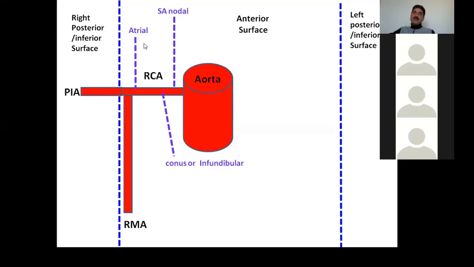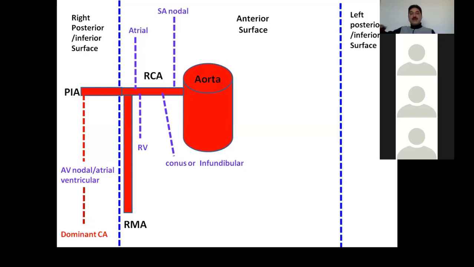Then we have atrial branches. Towards the atria, small branches are given; we call them atrial branches. Towards the right ventricle, small branches are given; we call them ventricular branches. So before the posterior interventricular artery is given, we have the AV nodal branch for the AV node, which is always supplied by the right coronary artery. And we have atrial and ventricular branches, which are present on the inferior surface of the heart. The inferior surface of the right ventricle has ventricular branches, and for the atrium, we have atrial branches. That is why I have kept the AV nodal branch and atrial and ventricular branches there.